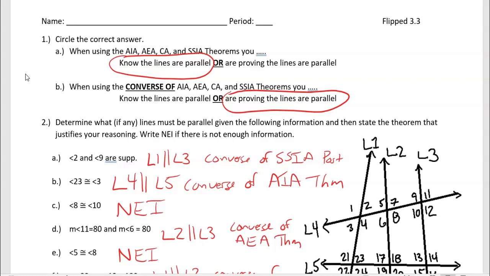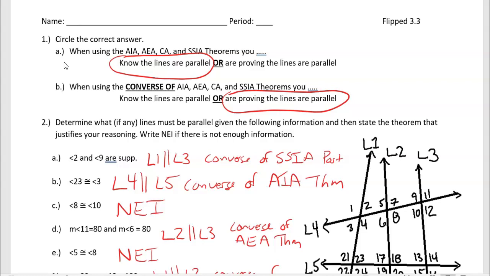So number one is just making sure you know how to differentiate between when you would use the actual theorems and when you would use the converse of the theorems. I know it seems like a tiny difference, but you use it in two completely different ways. If you already know that the lines are parallel, you are going to use the theorems.